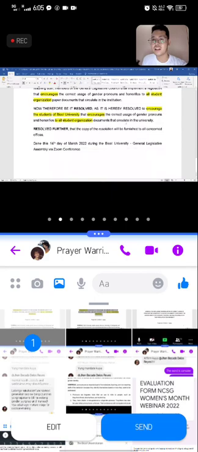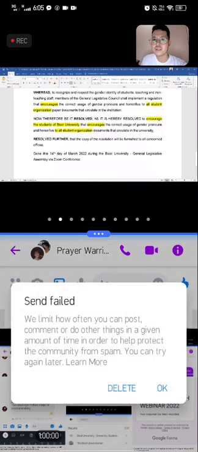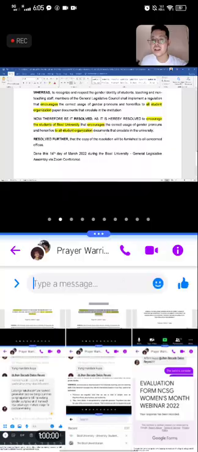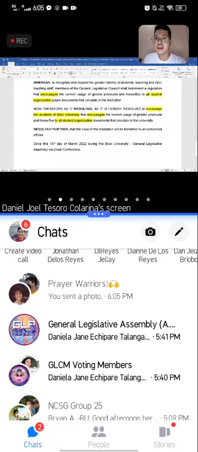let's proceed to the last clause to make it consistent. To encourage the students of Bicol University for the correct usage of gender pronouns. Please remove the phrase "encourages" and replace it with the word "for." Please remove the word "that," not "the," and replace it with "for."